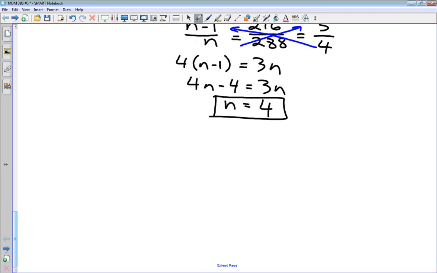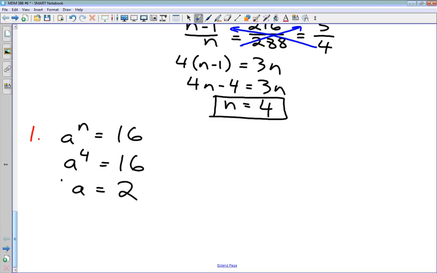Now I've got my value of n. So that's one of the 3 things I was looking for here. I can use that value of n back in equations number 1 and 2 to try to solve for other things. So if we go back to equation number 1, which was a to the n equals 16, this becomes a to the 4 equals 16, and a equals 2. Now technically a could be negative 2 as well, but we'll just assume that both a and b are positive here.